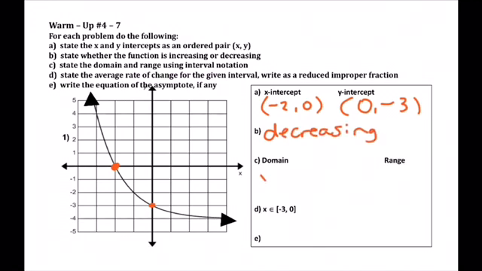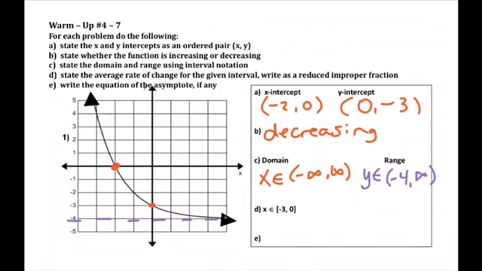The domain, as all exponential functions are, is from -infinity to infinity. Okay, the range, how low does it go? Right here would be the asymptote, so it's as low as -4, and it's going to go as high as infinity.